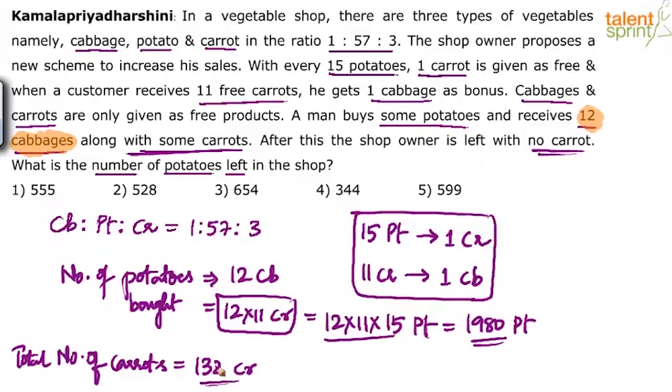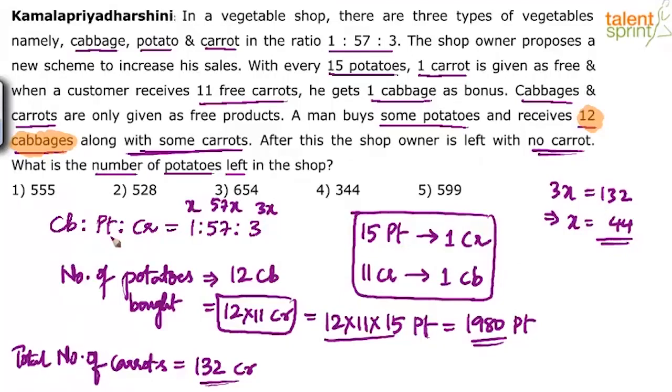Now, as per the ratio, I can take it as x, our usual style. X, 57x and 3x. 1 part for cabbage, 57 parts for potatoes. So, number of carrots is 3 parts. These 3 parts is equal to 132. So, can I say 3x is equal to 132? This implies x is equal to 132 by 3, which comes out to be 44. So, each part is equal to 44.